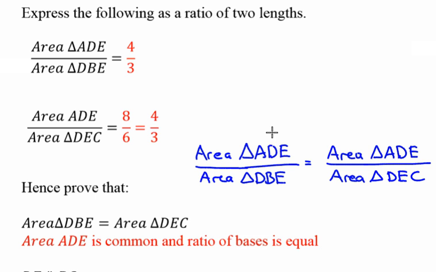Now if you have a look at that, the numerators in both of them are exactly the same. Therefore, I can conclude for those two ratios to be the same, if their numerators are the same, their denominators have to be the same. So the area of triangle DBE is equal to the area of triangle DEC, because we know that that area is common and the ratios of their bases are equal.